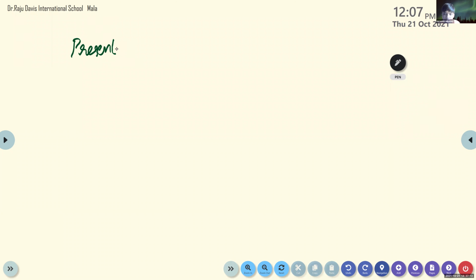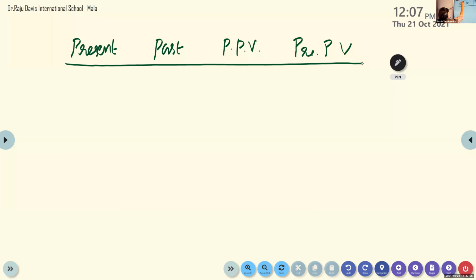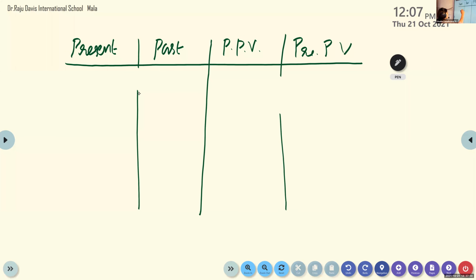Present, past, past participle, and present participle. I'm using the past participle form of the verb and the present participle form of the verb. These are the four forms. So I can divide it this way. And here I have a subdivision coming under the present tense.